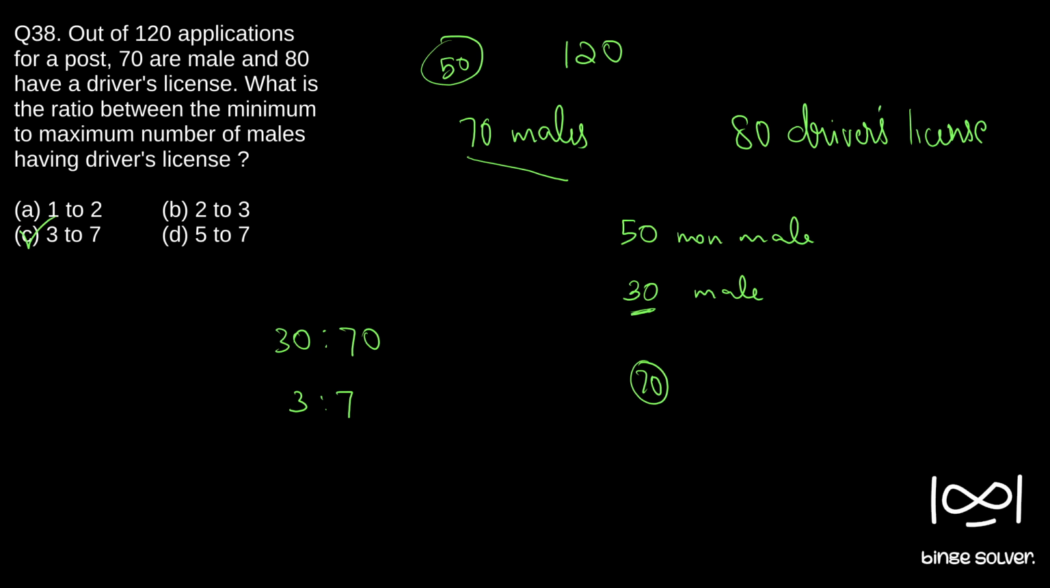Next question, question 39. In a garrison, there was food for 1,000 soldiers for 1 month. After 10 days, 1,000 more soldiers joined the garrison. How long would the soldiers be able to carry on with the remaining food? So if the quantity of food was X, then that is enough to feed 1,000 people for 30 days.